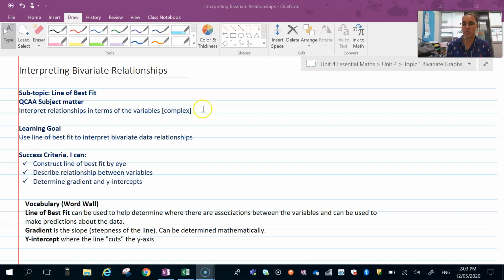So if you're unsure, or feeling like you didn't quite get it, speak to your teacher and go and discuss it further with them in regards to what your planned outcomes are for Essential Mathematics, because that is one of those complex skills.